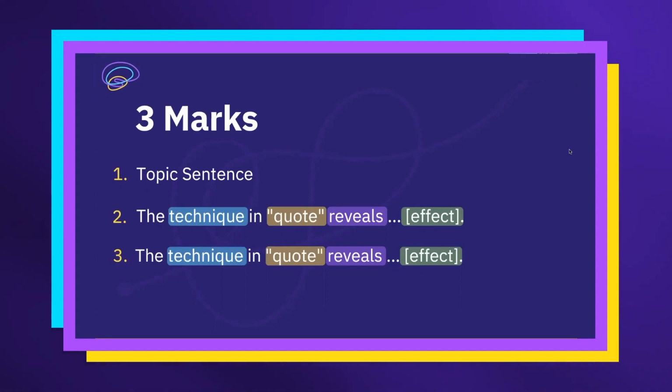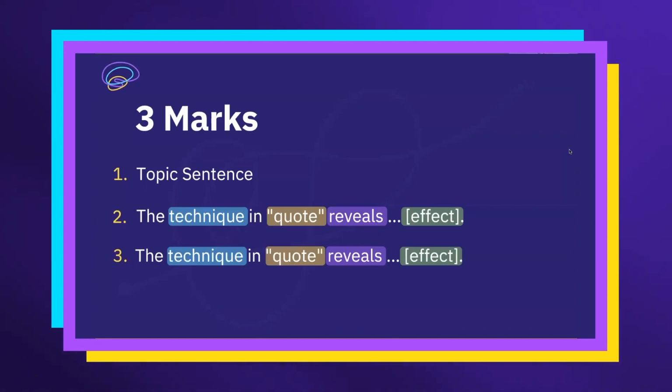But make sure that when you write the effect of the technique, when you actually analyze it and say why it's important, for instance, why is the metaphor in a quote important? What does it reveal? When you're saying what it reveals, make sure you're linking that directly to the question.